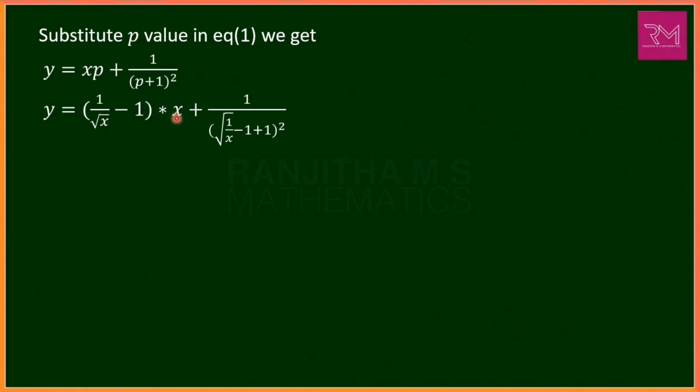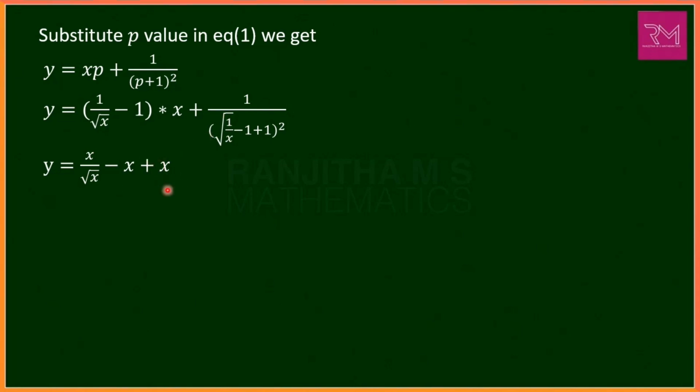Next step, multiply x inside the bracket here. Here plus 1 minus 1 gets cancelled, and simplifying the value we get y is equal to x into 1 by root x, which is x by root x, minus 1 into x is x. Here plus 1 minus 1 gets cancelled, remaining is square root of 1 by x whole square. Here square and 2 get cancelled. This x goes to the numerator, we get plus x.